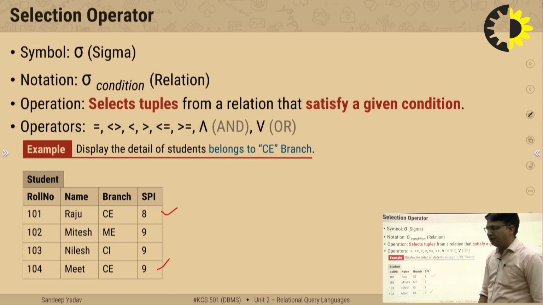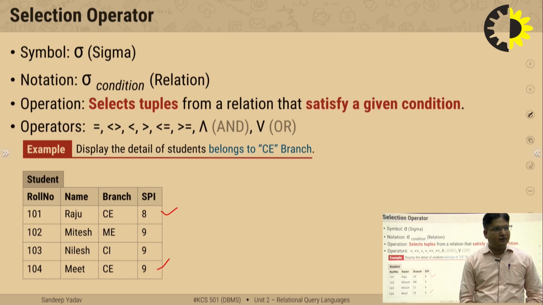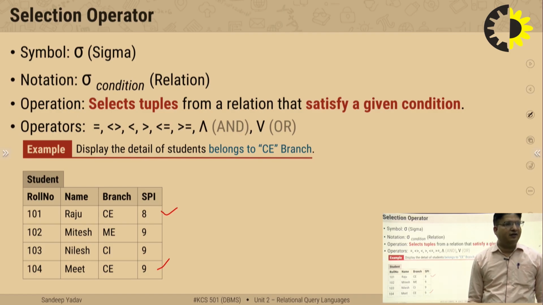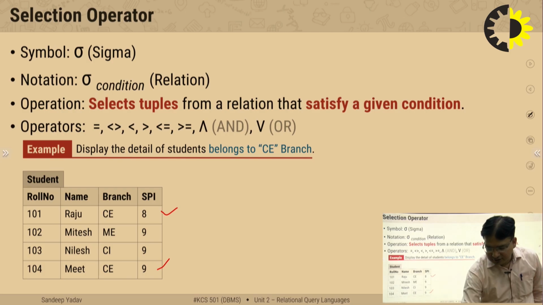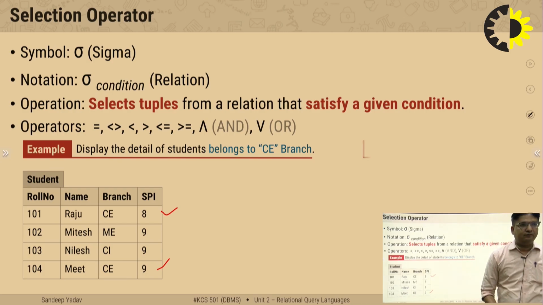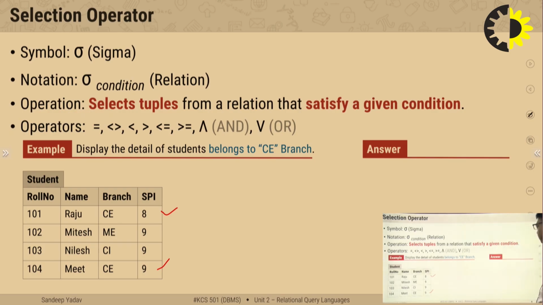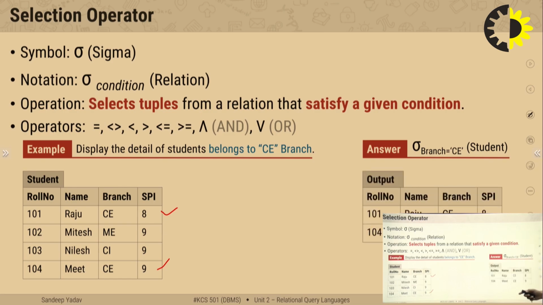So, how to obtain that? For that, we have to write the corresponding query in relational algebra specifying the condition that branch equal to CE. So, this is how we will be writing: we will be specifying the condition here, branch is CE, followed by the name of the relation, that is student. So, this will result in the following answer. 101 and 104 are the roll numbers, with the corresponding names and the branch.